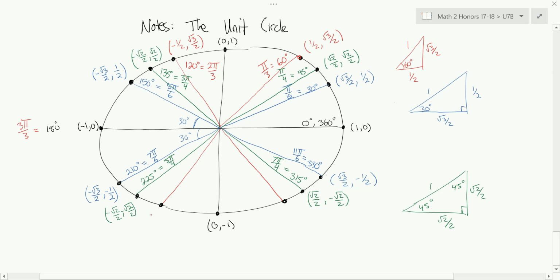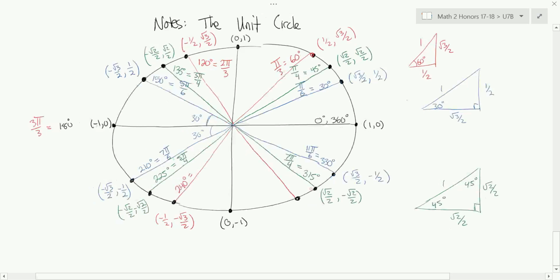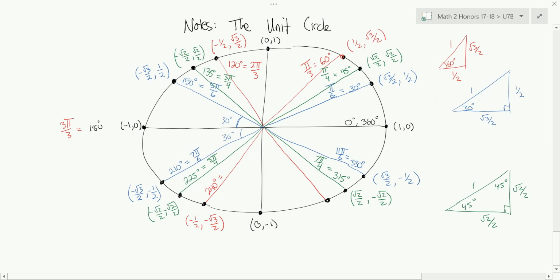Quadrant 3, reflect that point again, and you get negative 1/2, negative root 3 over 2. Both are negative. What angle in degrees? What's 180 plus 60? 240. And then in terms of radians, add pi over 3 to 3 pi over 3, and you get 4 pi over 3.